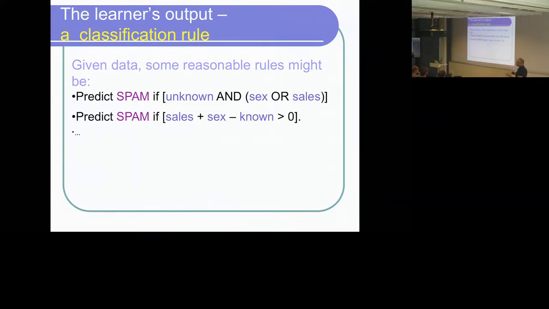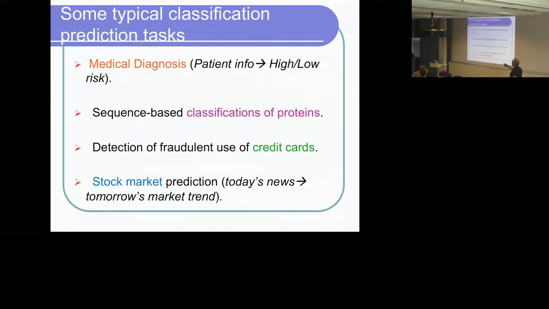So this is not all of machine learning, but it's a big chunk of machine learning, which is called classification prediction. We're trying to come up with algorithms that give us a prediction of a class, spam or not spam, sick or healthy, and so on. So here are some examples of classification prediction tasks. There are many of them.